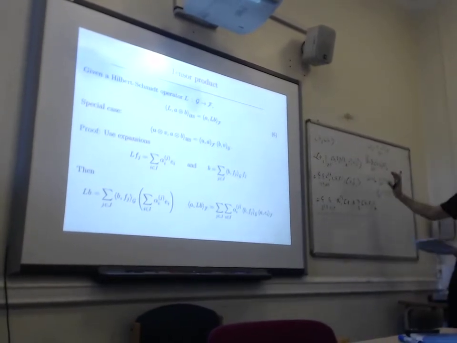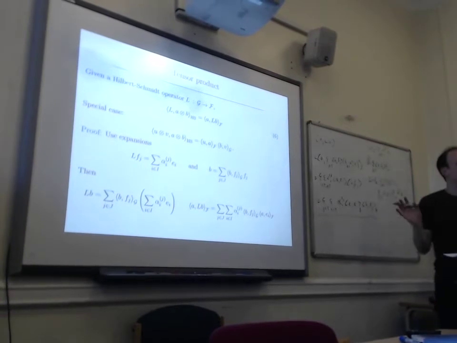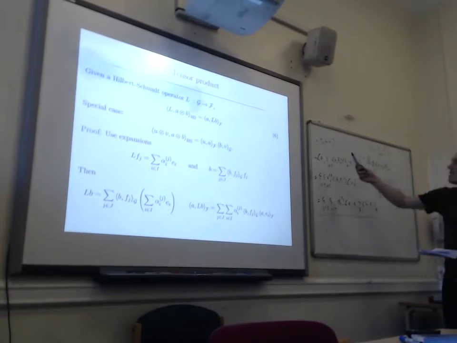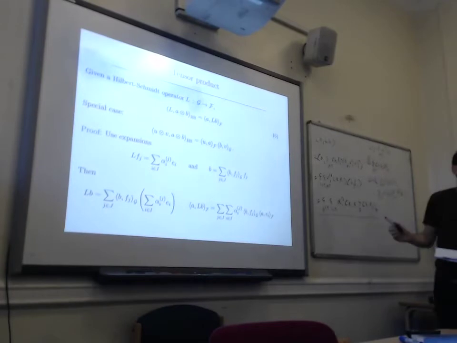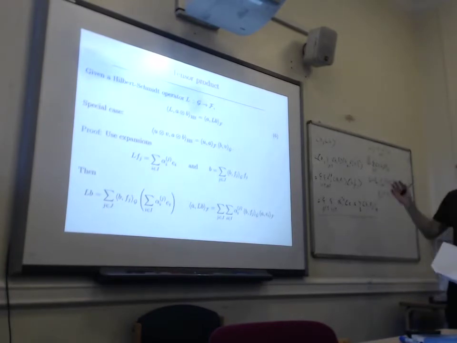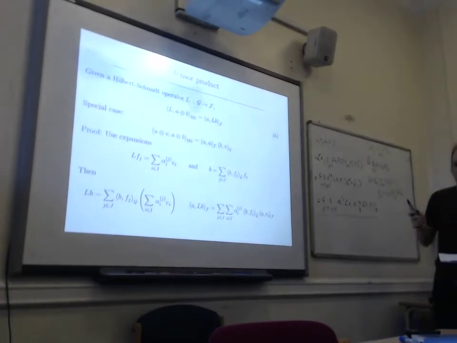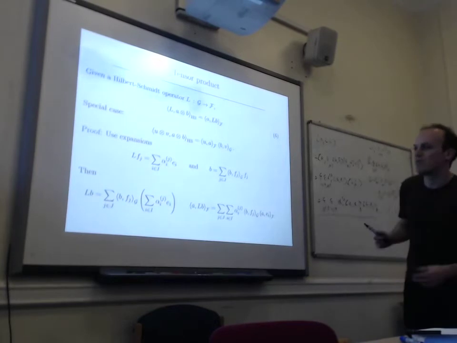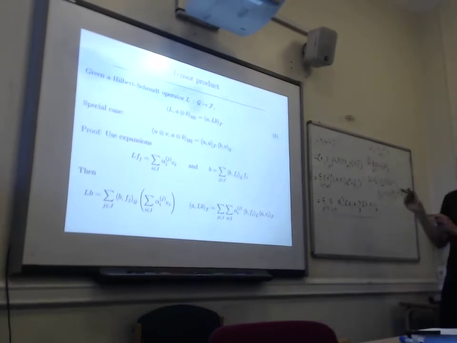You'll notice there's nothing terribly difficult about these proofs. All I do is write everything in terms of the basis functions of my F and G spaces, and then it's some very straightforward algebra. All of these proofs are in the notes, but this is just to give you the idea.